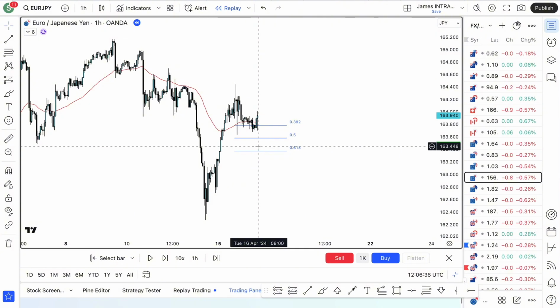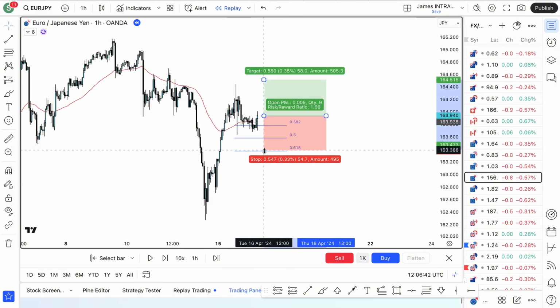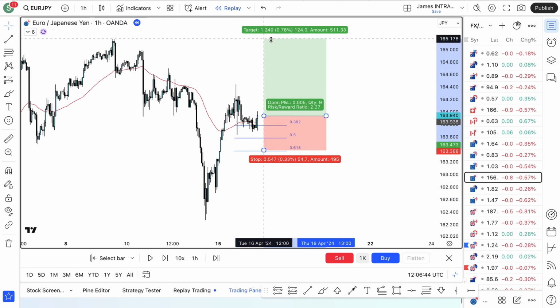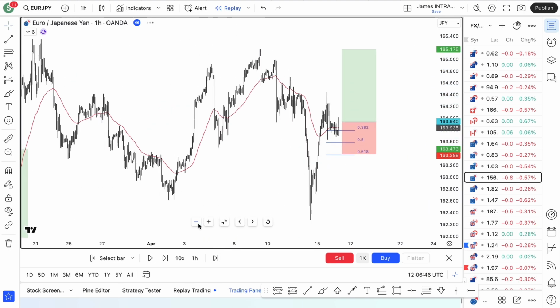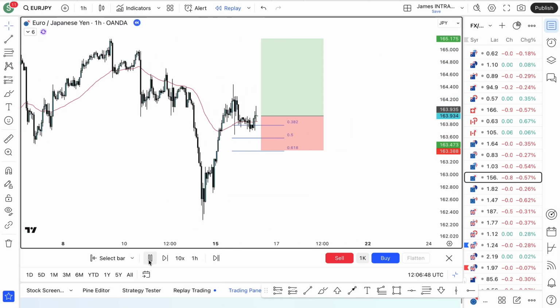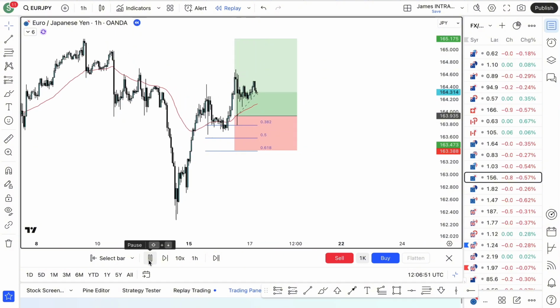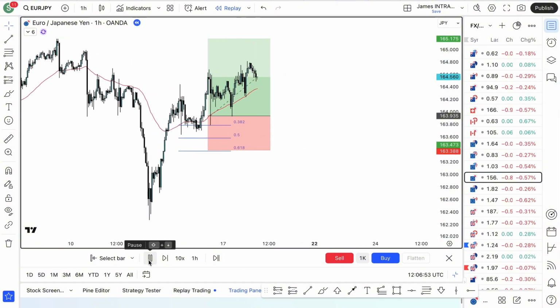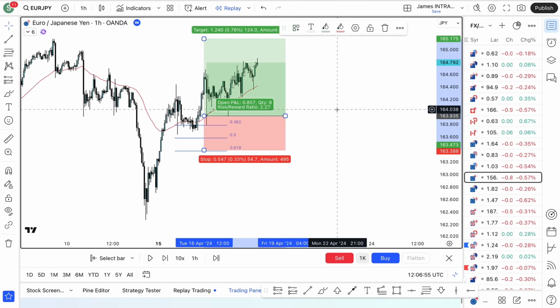Some bullish momentum coming into the market. So looking for longs, playing the daily trend to the upside, targeting the highs. 2.27 risk reward, not a bad risk reward trade. Seeing if this one plays out. Making a new higher high. The 1 hour 50 is acting as dynamic support and resistance, which is nice.